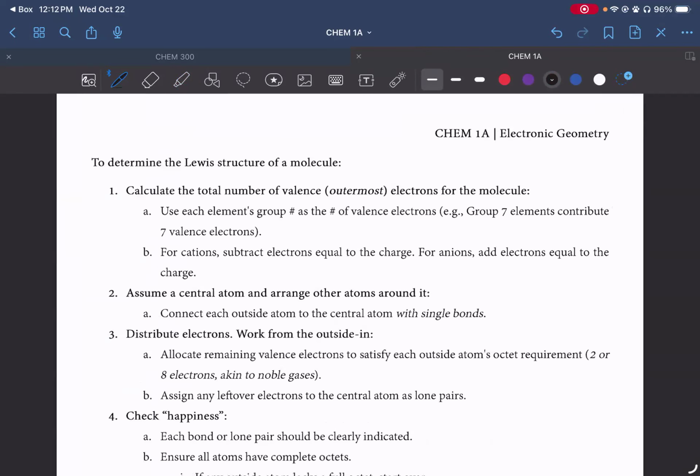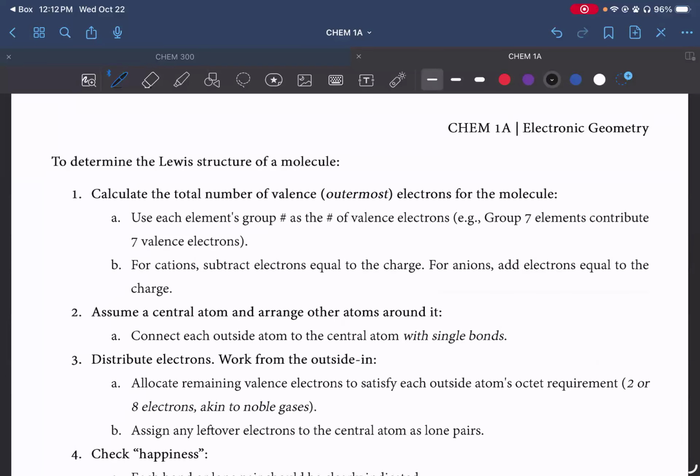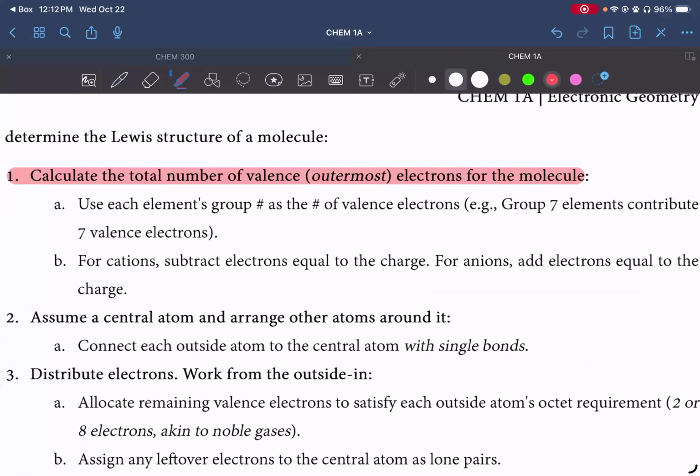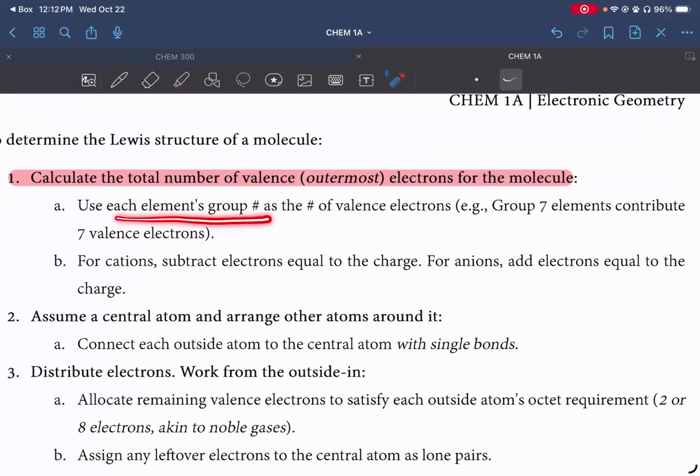As we can see, let me just get a hard copy myself so I don't need to keep going back. It reads, to determine the Lewis structure of a molecule, the very first thing we need to do is calculate the total number of valence electrons for the molecule. What does that mean? It means you're going to use each element's group number as the valence electrons. For example, group 17, sorry, contributes 7 valence electrons. Cations, you must subtract electrons equal to the charge. Anions, you must add equal to the charge.